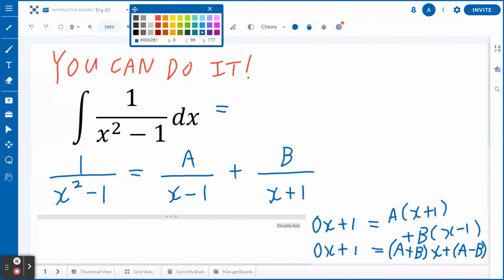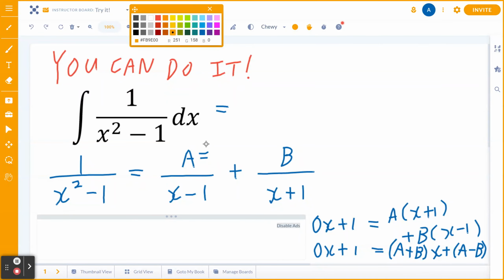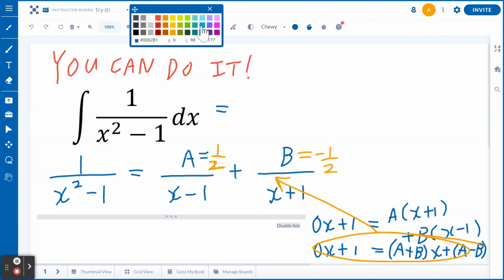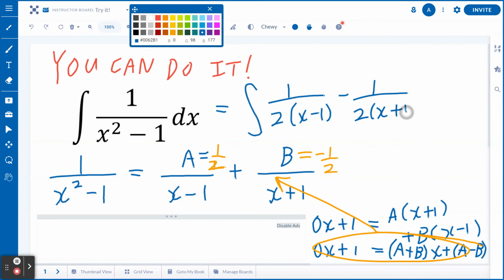And when you work out a and b, a equals positive half, and b equals, in this case, negative half. So again, you can solve the two equations, two unknowns on your own to get back to this, because now you can express this as the antiderivative of 1 divided by 2, x minus 1, minus 1 divided by 2, x plus 1, and you're integrating it with respect to x.